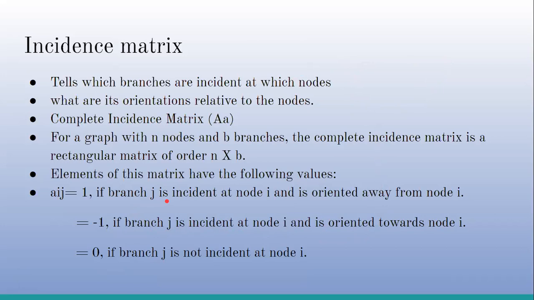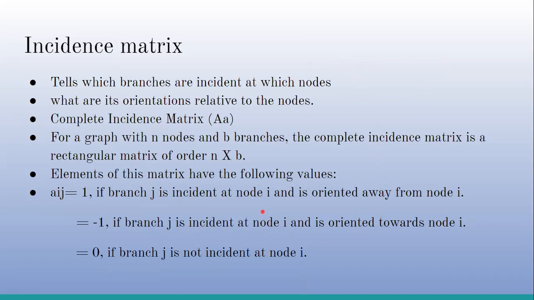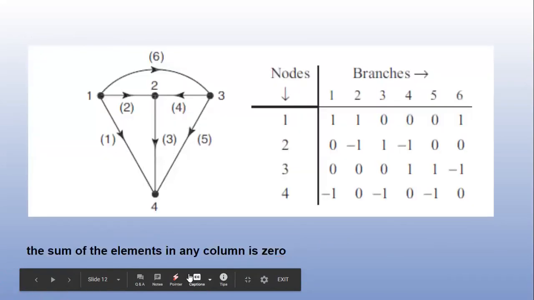So if we have a branch which is incident on a particular node and it is oriented away from the node, we will represent that element by 1. Remember that away from the node, positive 1. Towards the node, minus 1. And if that branch is not incident on that node, we will simply write 0 as that element. Okay. So now we will consider the example.